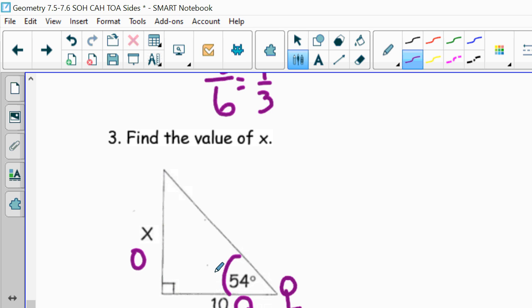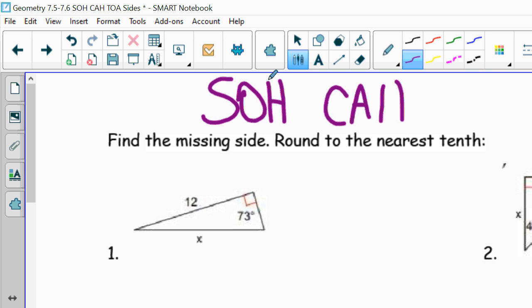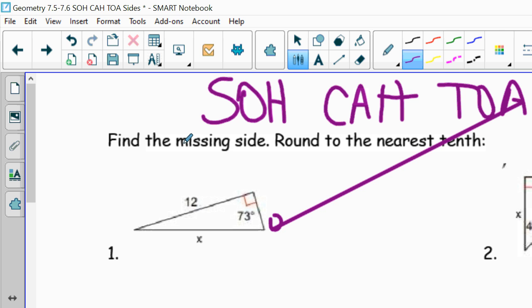Let's go to the back. Find the missing side, round to the nearest tenth. First thing we're going to do at the top, write SOH CAH TOA. Come to number one. I'm standing at angle 73.